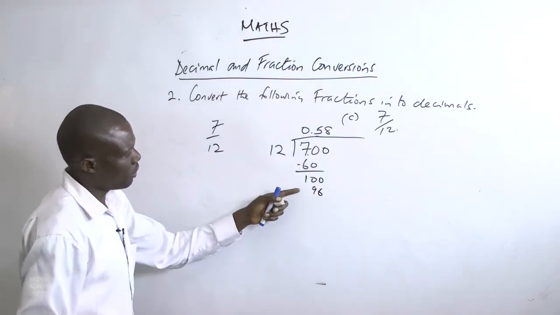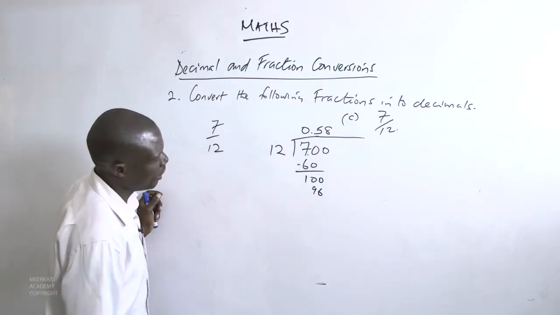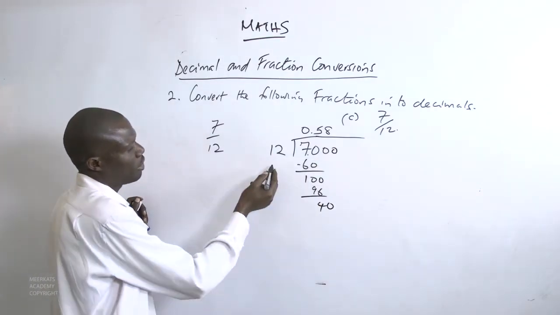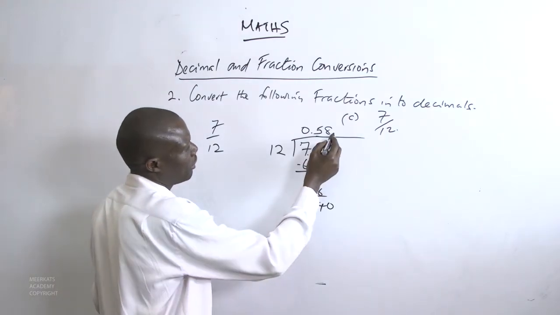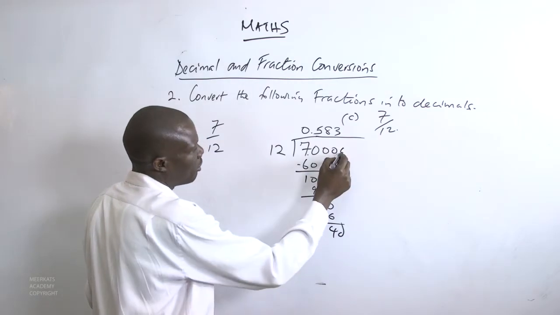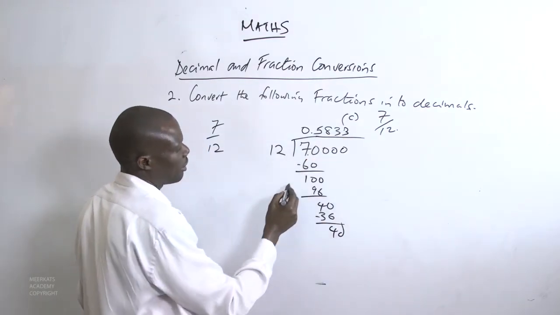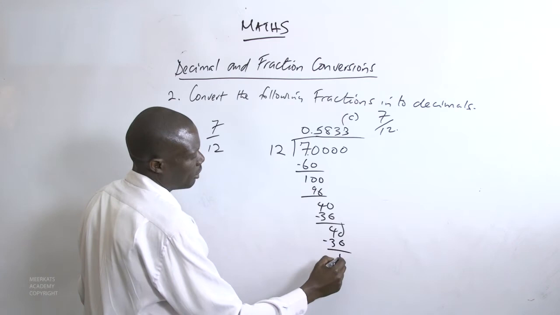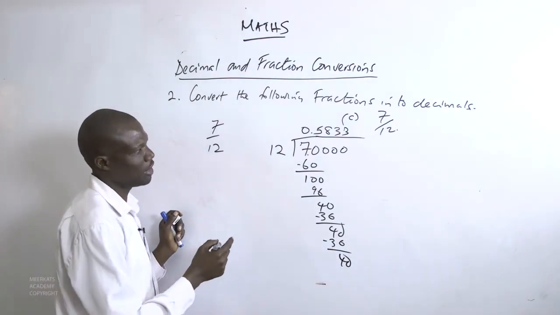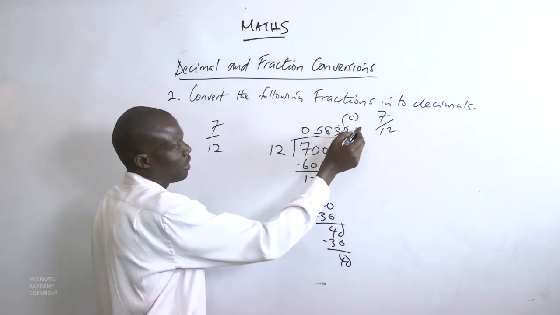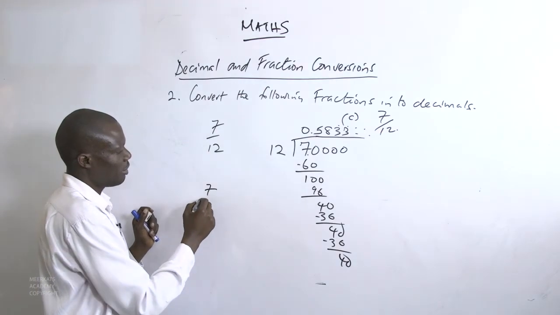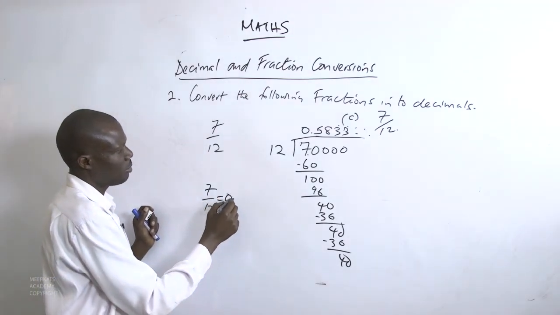So when you work this out, you'll find that 100 minus 96 gives us 4. Bring a 0 here. 12 into 40 is 3, which gives us 36. 4 again. This one gives us 3, which is 36. Again, 4. What are we realizing here? You must have noticed that these 3s seem to be recurring. It is endless.